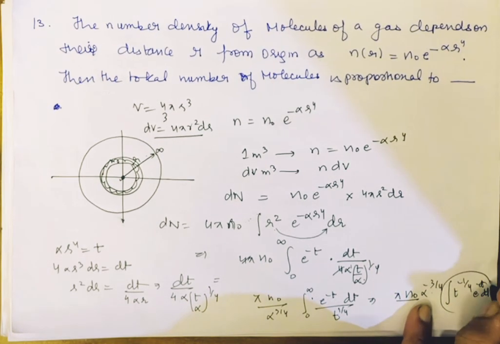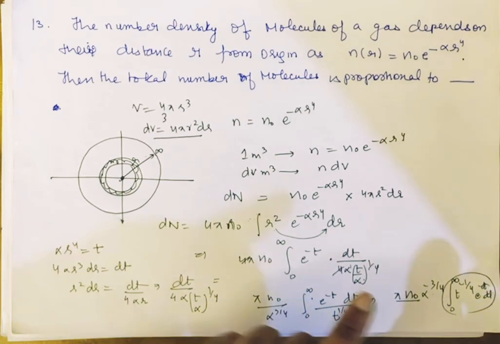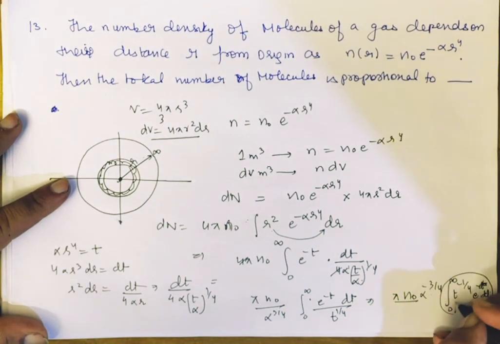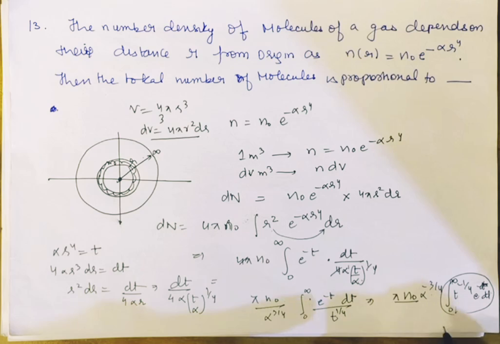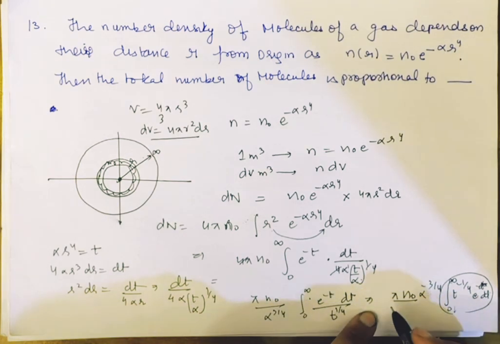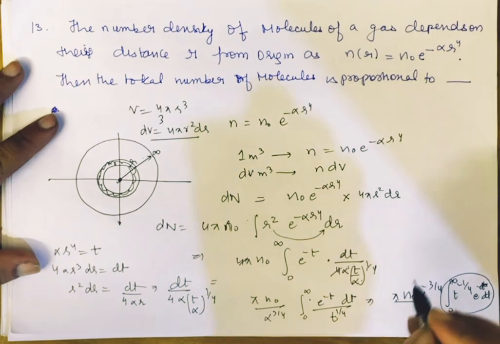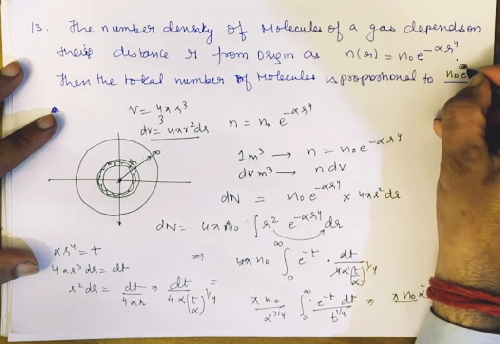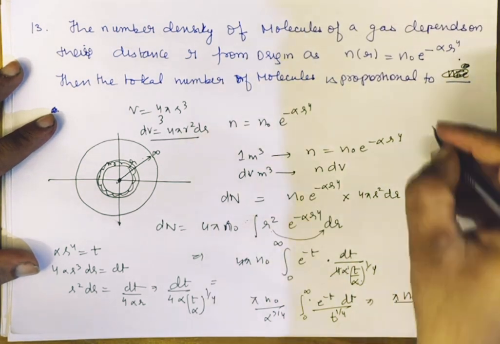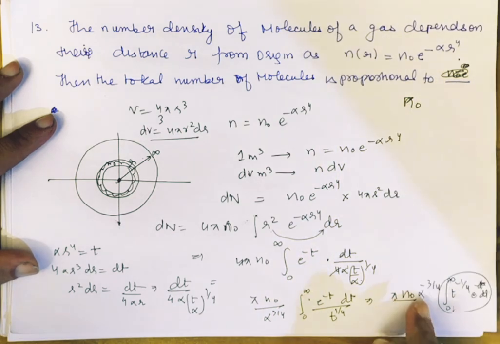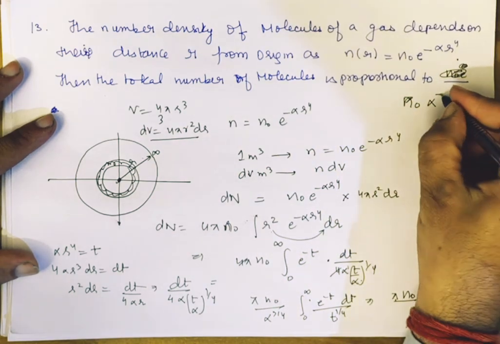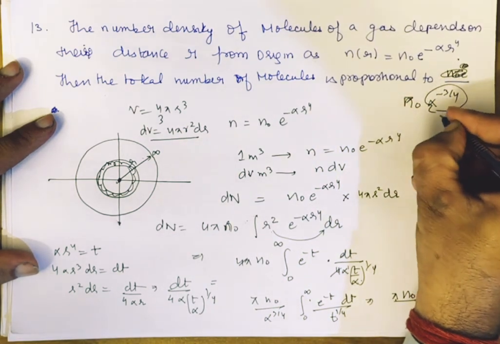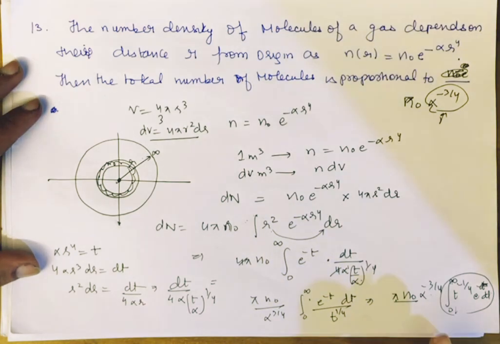Now this part is going to be a constant, because if you are integrating it within limits, it gives a number, so this part will be a constant. And pi is also a constant. So we got the value proportional to n naught alpha power minus 3 by 4. So this is the answer to the question. That's what it is proportional to.